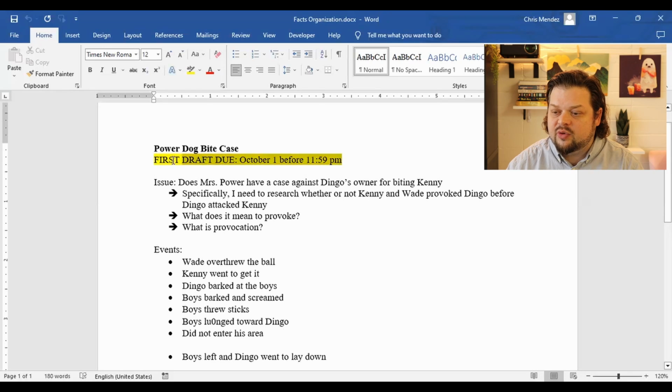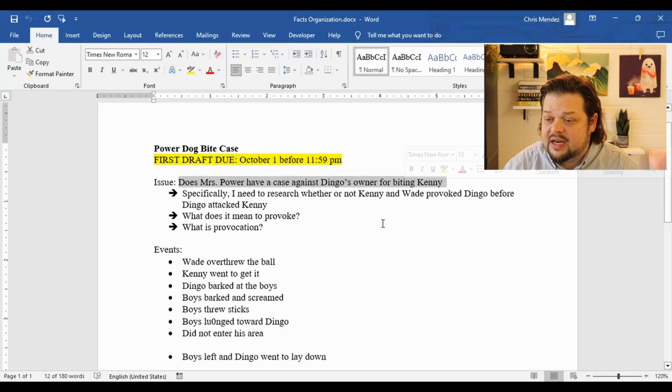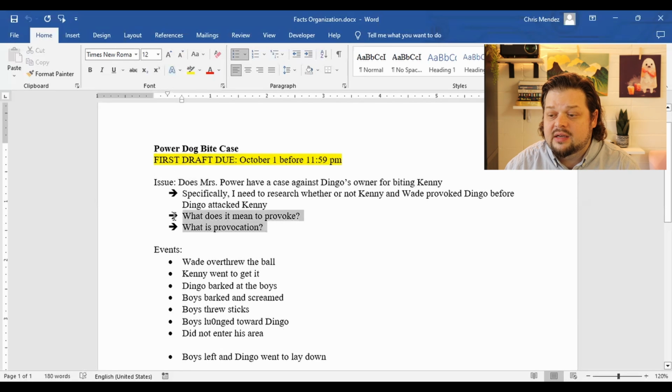So up here I have the all-important due date, which is the first thing I would put on here. I've laid out the issues I'm trying to figure out in my research. We really want to know, does Miss Powers have a case against Dingo's owner for biting Kenny? And specifically, we want to find out, what does it mean to provoke? Did Kenny provoke the dog before he got bit?